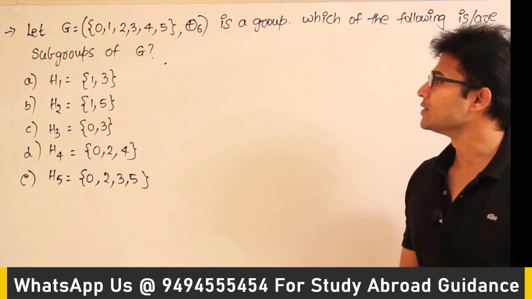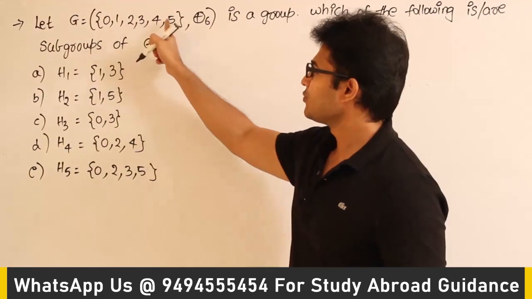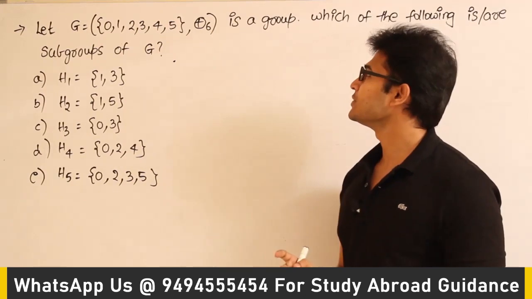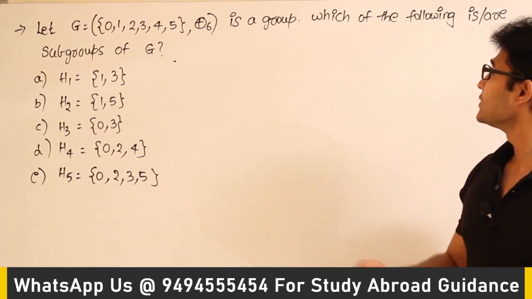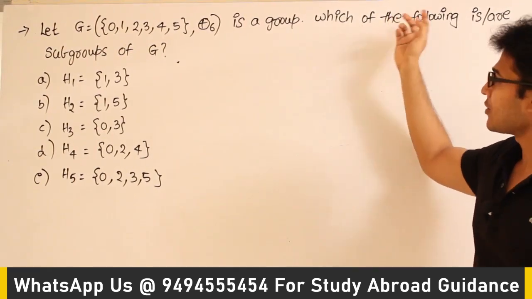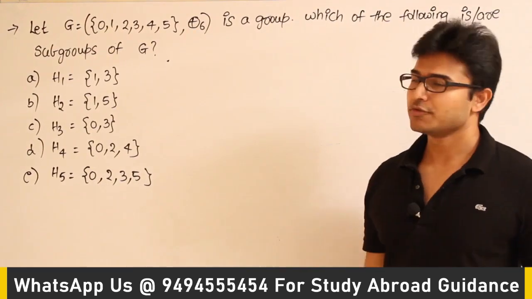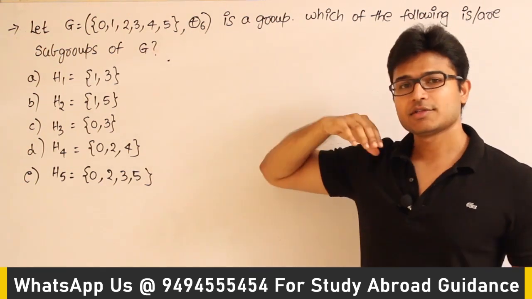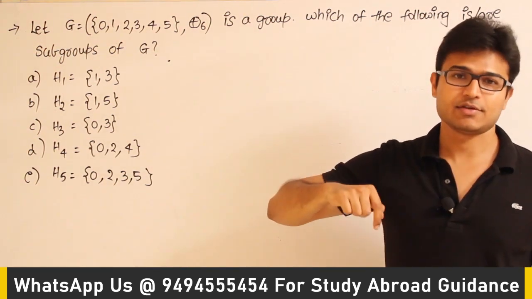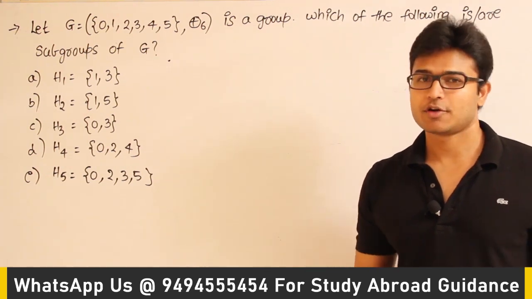Now see this, let capital G equal {0 to 5}, and addition modulo 6 is a group. So that is a group, we already know it, but the question is which of the following is or are subgroups of G. So they have given you some subsets of G, and now we are supposed to say whether these subsets are going to be subgroups or not.